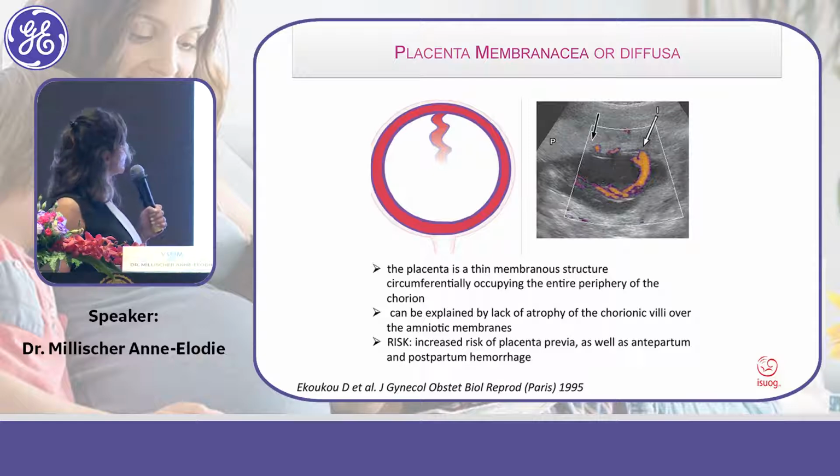The particularity of this placenta is that there's some thin membranous structure which relies circumferentially, occupying the entire periphery of the placenta, of the uterus.